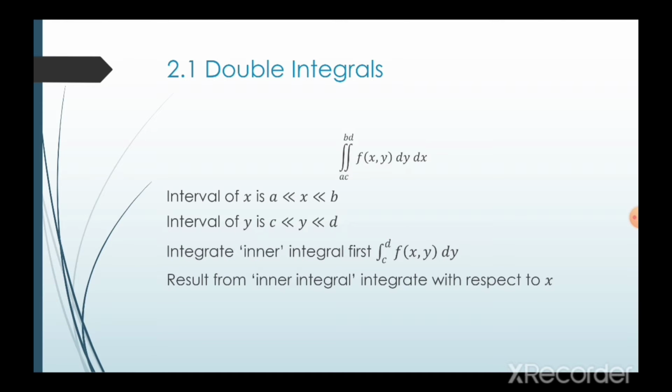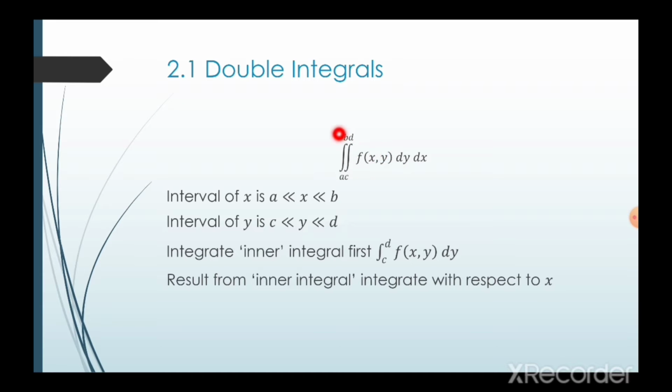So first we go to the double integral. In double integral we have dy and dx, and before this in single we usually have dx. For double integral, dy and dx have different intervals. For example, for x the interval is a and b, and for y it is c and d. So how do we solve the double integral?